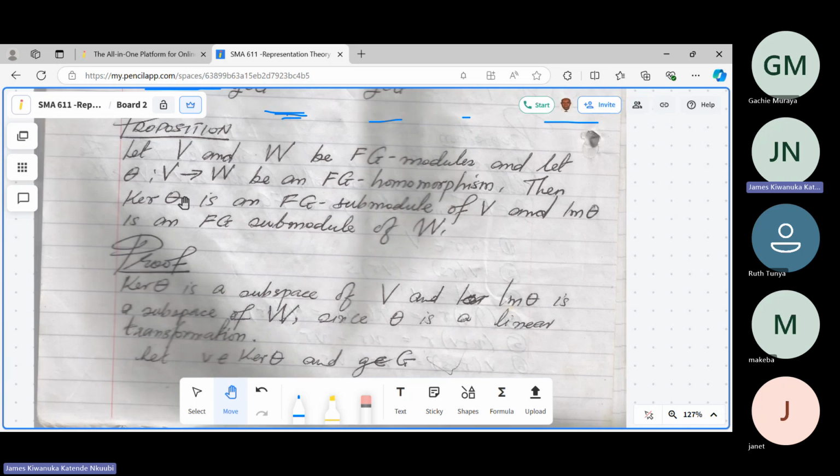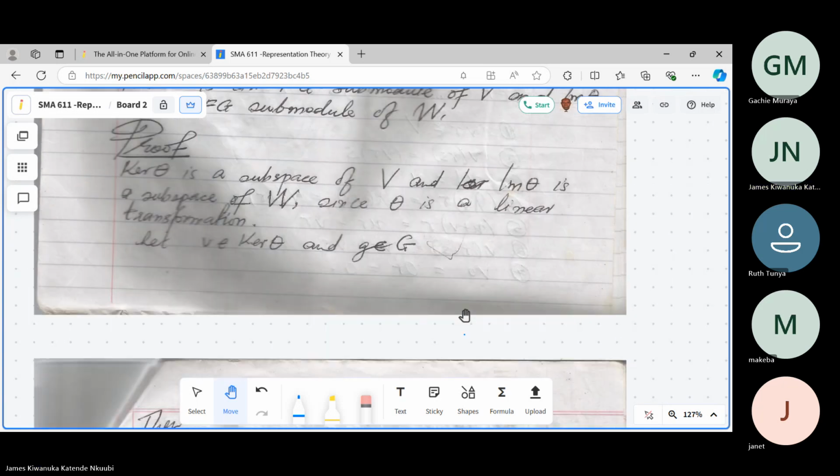So this simply claims the kernel and the image of this FG homomorphism will be submodules of V and W respectively. So let's check the first one. The first one should be straightforward. This is clear from linear algebra. The kernel of a linear map must be a subspace of V. So you only need to confirm that it preserves the multiplication. Since it's an FG module, it must have some multiplication defined of this form, which still gives you an element in V.